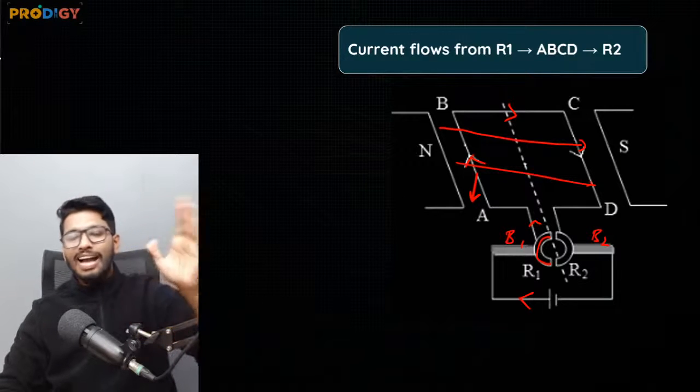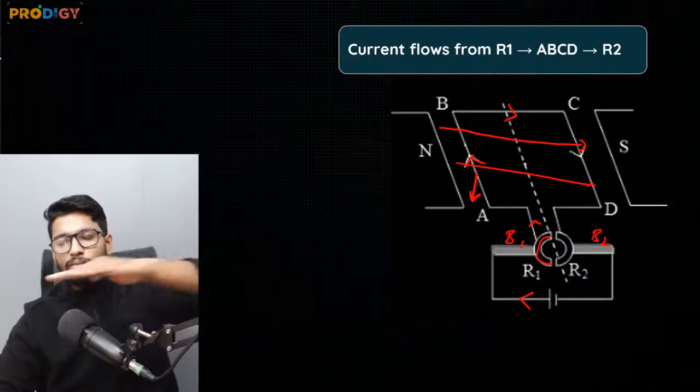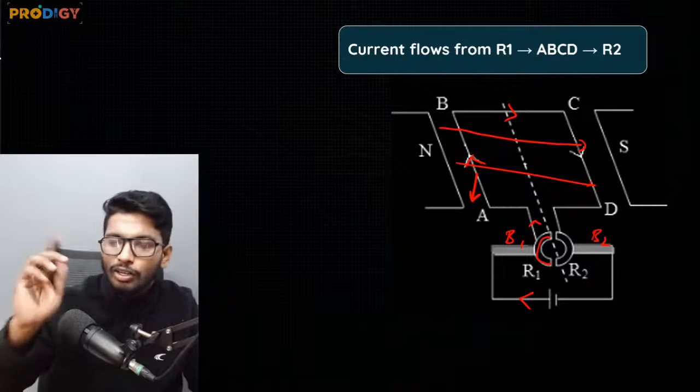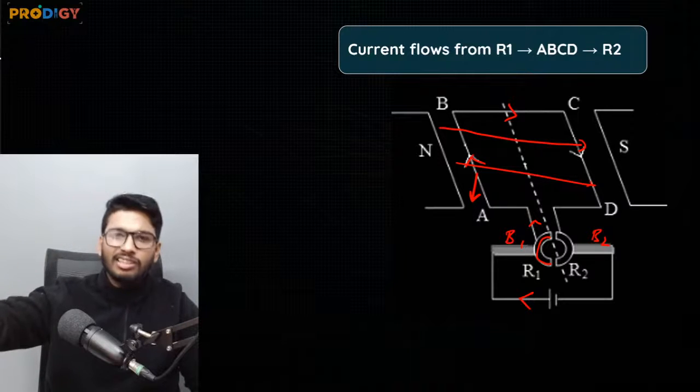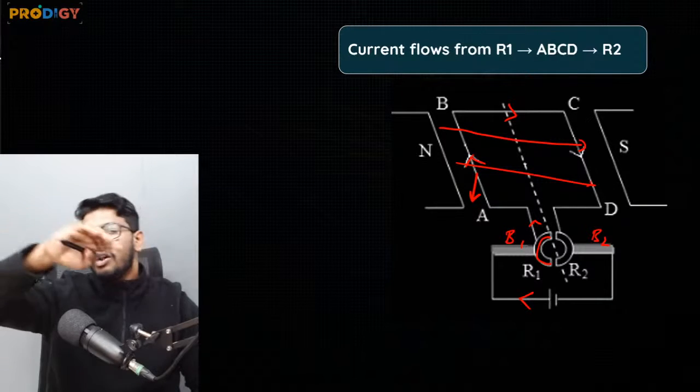All right. See, maximum force is when they are perpendicular to each other. When they're parallel to each other, it's because the angle is 0. Because if you look at the formula also, it's actually F equals BIL sine theta. So since sine 0 is 0, the whole value becomes 0.